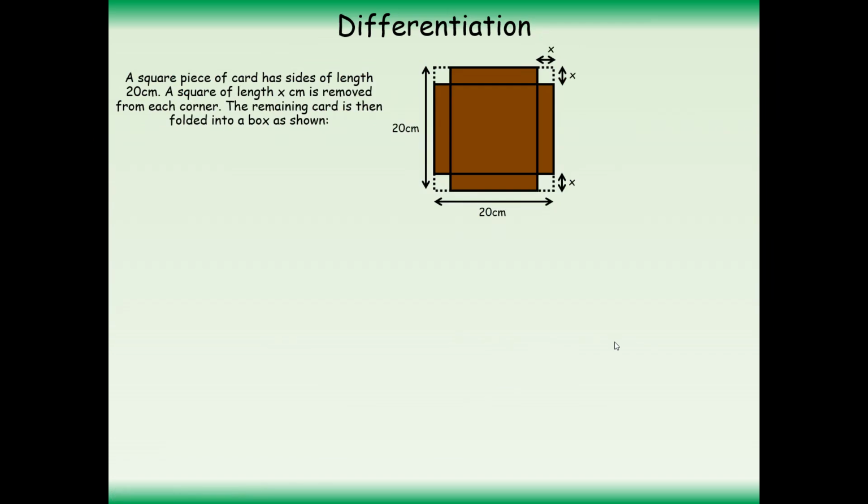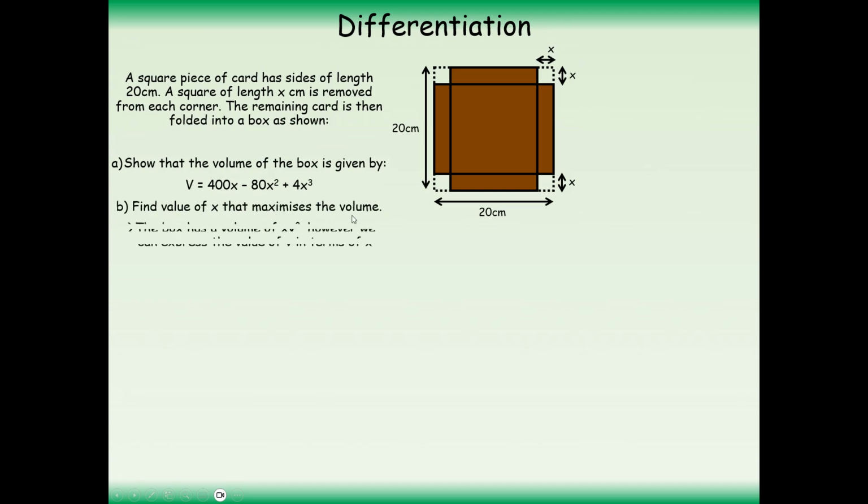But before we go, you can read this example, and we've been asked to. It says a square piece of card has side length 20. We want to cut out and fold it into a box so that we maximize the volume of the box. So it's saying show that the volume of the box is given by this function V, and then find the exact value of x that maximizes that volume. So pause the video, have a go at this problem, and then I'll show you the answer.